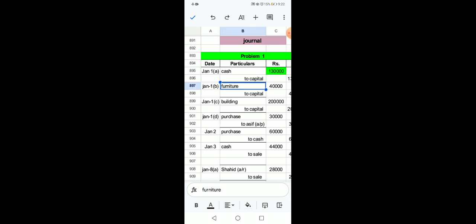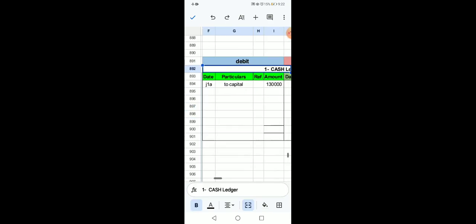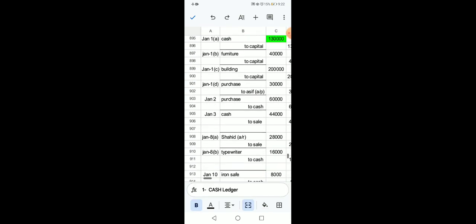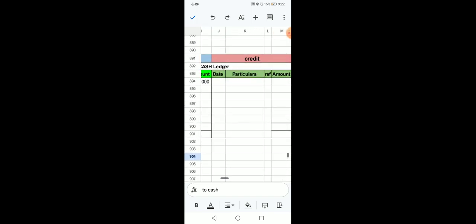We were searching for cash. Cash is not present over here. Leave it. As we decided earlier while making the cash ledger, you will only be focusing upon cash. No cash. And yes, on January 2 you have the cash which is credited by 60,000. Okay, so it is credited.